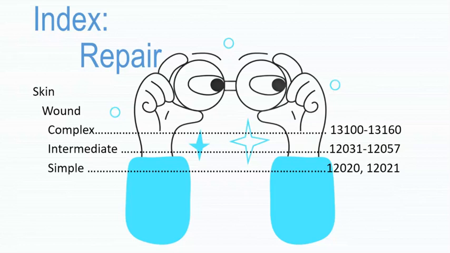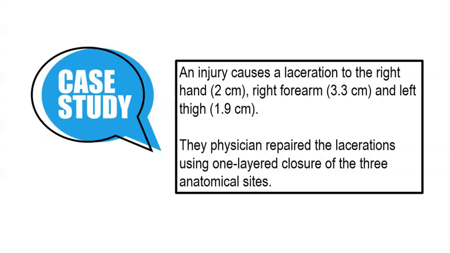After reviewing the guidelines, determine if the wound was simple, intermediate, or complex. In this case study, an injury causes a laceration to the right hand, the right forearm, and the left thigh. The physician repairs the lacerations using one-layer closure of the 3 anatomical sites.